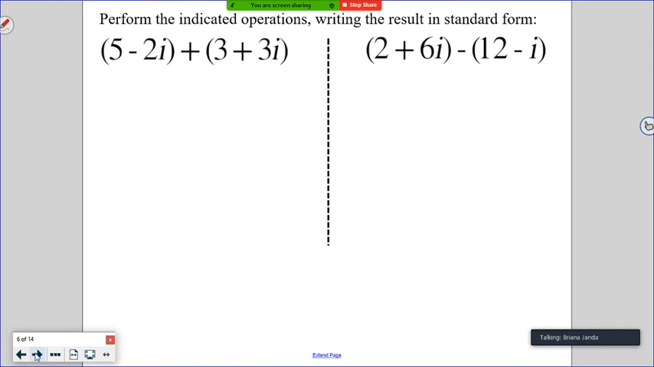Okay, so let's go ahead and look at an example of combining our like terms given two complex numbers. It says perform the indicated operation, write the results in standard form. When it says write the results in standard form, that means our answer should look like A plus BI when we are all said and done.